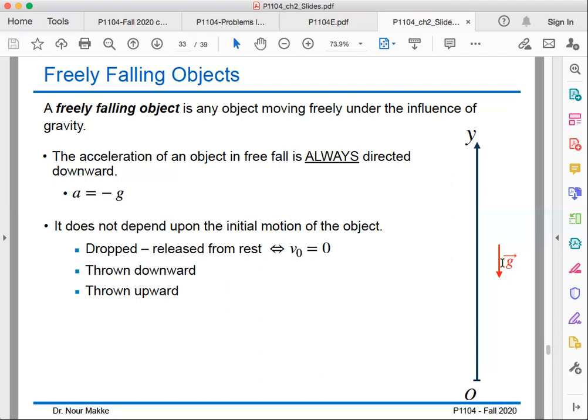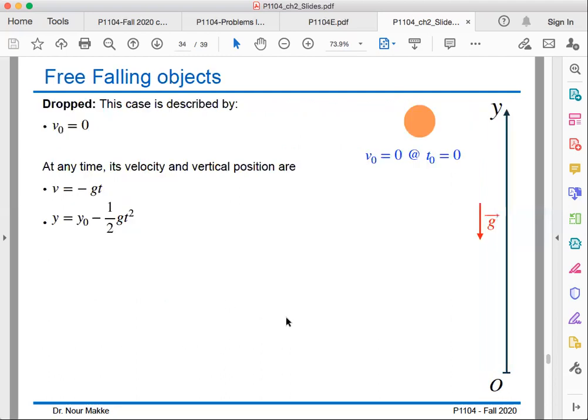So in the case when it's dropped, its initial velocity is equal to 0, as you can see in here. For the case where it's thrown upward or downward, its velocity is definitely different than 0. Okay, let's have a look at the case when it's dropped. In this case, it's launched without initial velocity, and that means v0 equals 0.